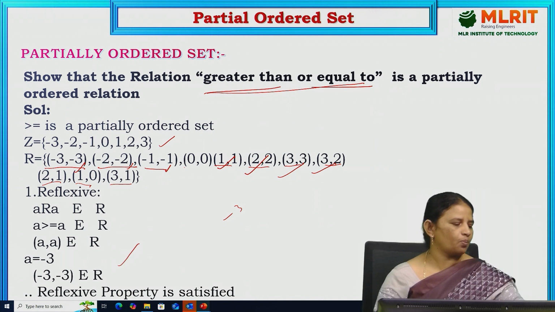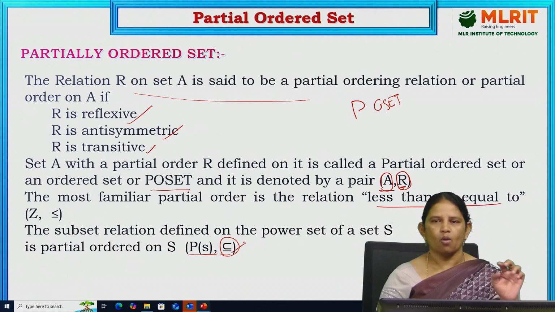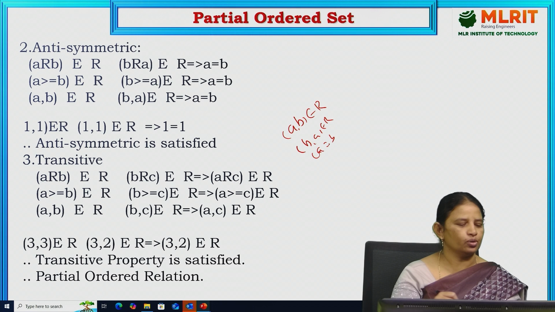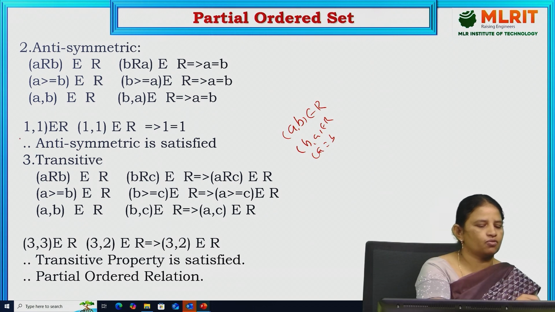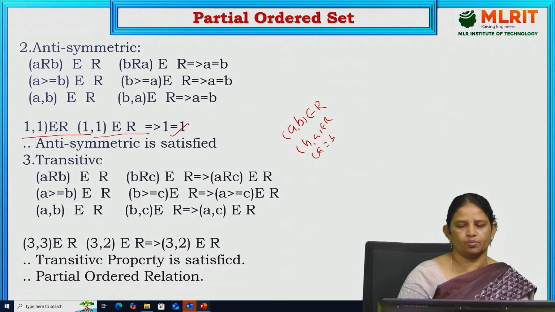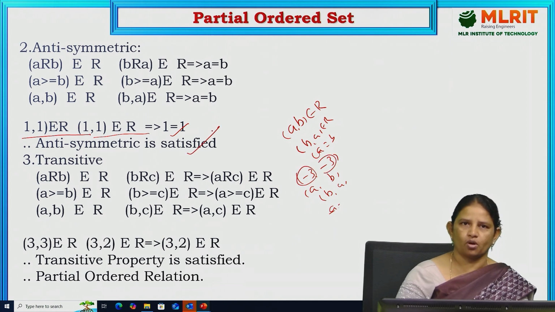What is the second property? Antisymmetric property. What is the antisymmetric property? It means if A comma B belongs to R and B comma A belongs to R, then A equals B. If you consider 1 comma 1 belongs to R, that is AB and BA, so 1 is equal to 1. Suppose you take -3 and -3, that is AB, and BA is also -3. So A equals B: -3 is equal to -3. So antisymmetric property is satisfied.